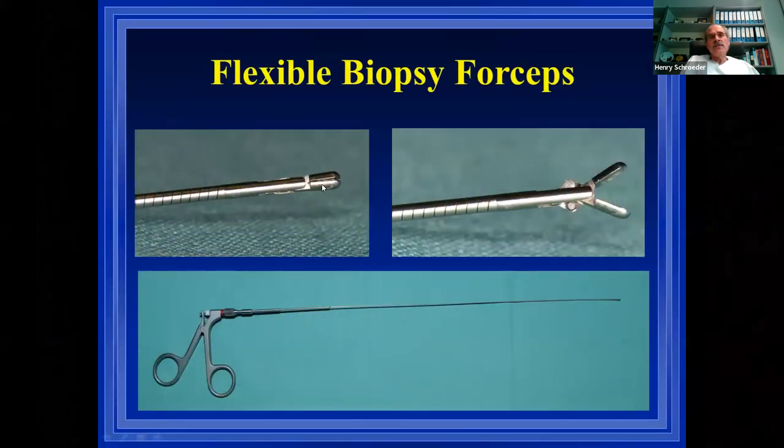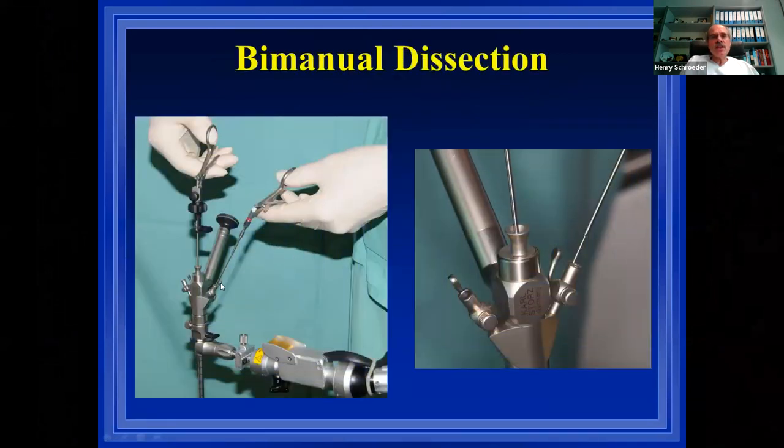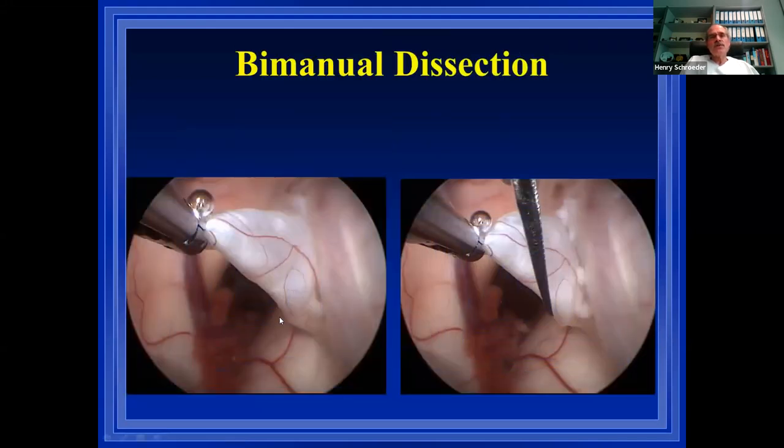Then what I like to have is a flexible biopsy forceps. It needs to be flexible because the side channel of the endoscope has an angulation. So we go in with a flexible instrument in the side channel and the main instrument in the straight channel. This bimanual dissection is important when you have colloid cysts or other cysts. You see, there was a cyst overlying the fornix. I can grasp the cyst and I can cut.